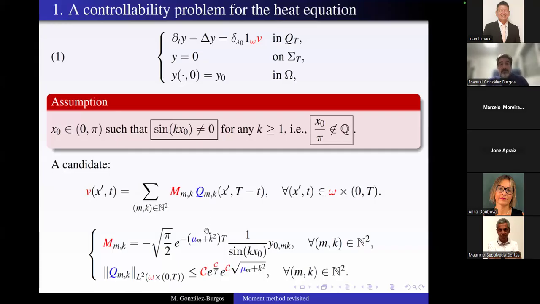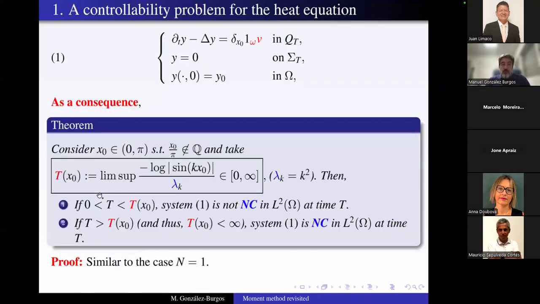Yes, the answer is yes if T is large enough, because we have here the exponential of C square root of mu_n plus k squared. This is not a bad quantity. We have an exponential of minus the eigenvalues times T. This is fantastic, but we have here 1 over the sine of k x0, and this quantity could be very, very small, in such a way that 1 over the sine must be very large. Then T must be large enough in order to absorb in some way this quantity and to prove the convergence of V. But this is possible, and we can prove this theorem.